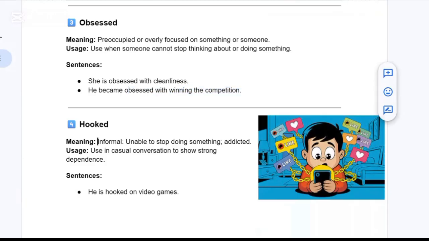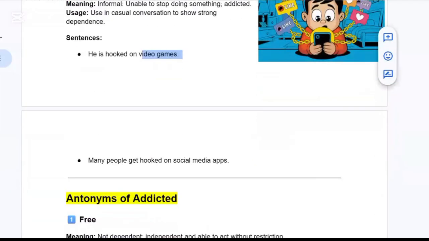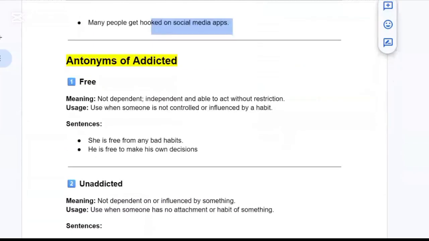Hooked. Informally, it is used when you are unable to stop doing something or you are addicted to something. Used in casual conversation to show strong dependence. He is hooked on video games. Many people get hooked on social media apps.